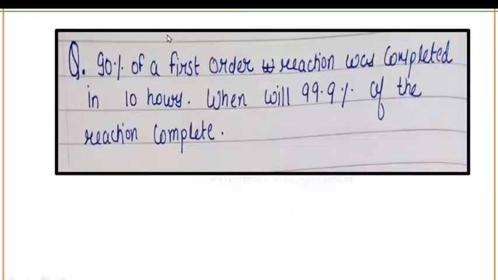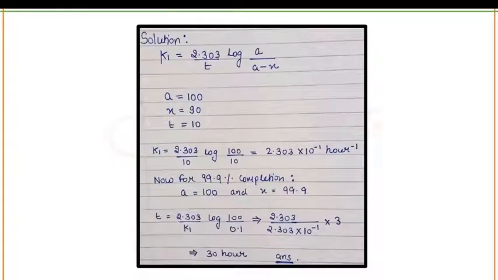Okay. Now, a question based on the interval formula. 90% of a first order reaction was completed in 10 hours. When will 99.9% of the reaction complete? You have given that 90% of a first order reaction is completed in 10 hours. You have to calculate the reaction time in which the 99.9% reaction is completed. Okay, let's see the solution for this.